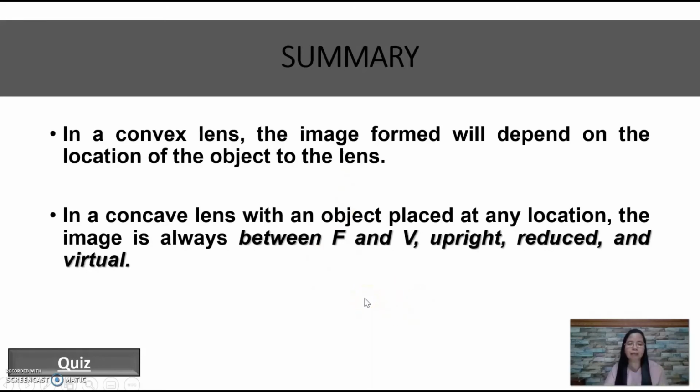So please keep in mind these two key points. Again, to emphasize, remember that for a convex lens, the image formed will depend on the location of the object to the lens. So it isn't fixed. The location is changing. While in a concave lens, wherever the location of the object, the image will always be between F and V, upright, reduced, and virtual. I hope you get it.